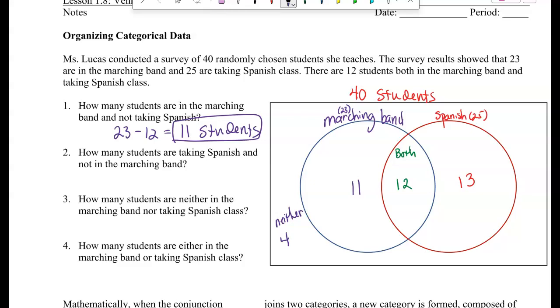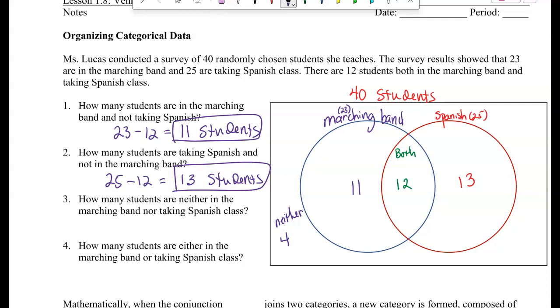13. Why? Because we have our 25 minus 12, and that gives us our 13 students. Do you see, if you take the time to draw a really good Venn diagram, does it do the math for you? Yeah, it really is kind of cool.